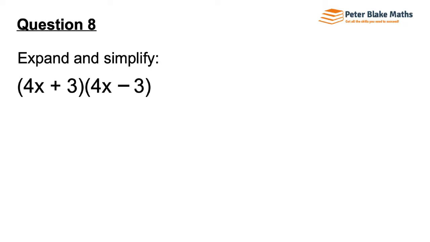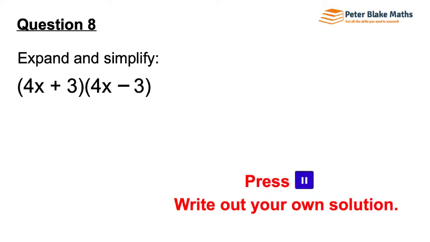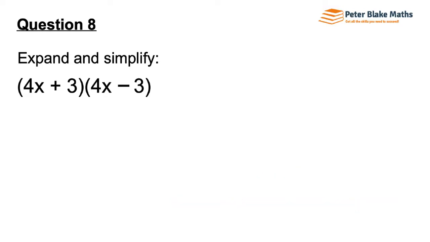Question 8. Expand and simplify 4x plus 3 in one bracket times 4x minus 3 in the second bracket. Alrighty, you'll notice there that we've got 4x plus 3 in one bracket and 4x minus 3 in the other bracket. The numbers in the terms are the same as each other, and in one bracket we've got a plus in between them, the other bracket we've got a minus in between them. When you see that, you can expect special things to happen.